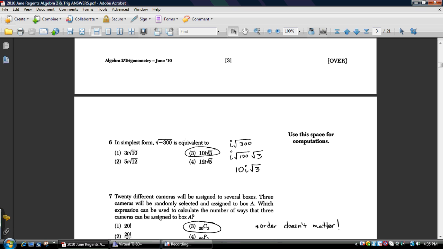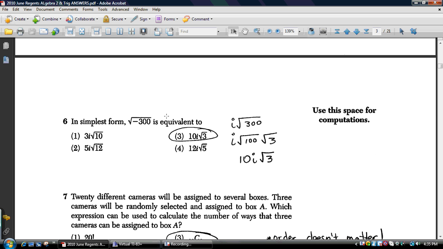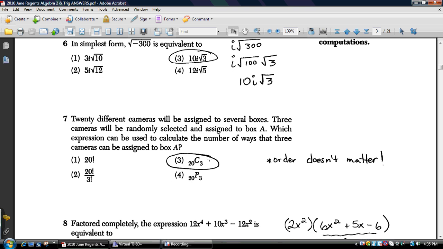Express in simplest form. Remember, anytime there's a negative underneath the radical, you bring that out, it becomes i, and then you just simplify the radical. It's radical 100 times radical 3. It's 10i radical 3.